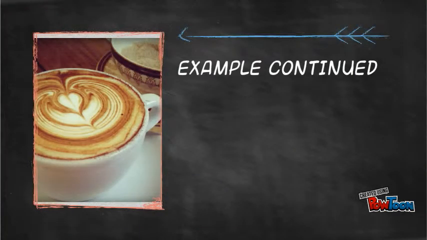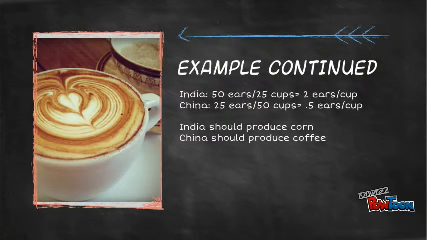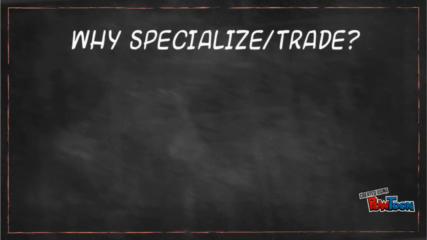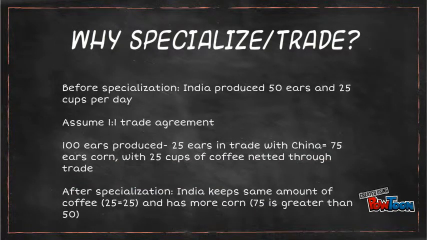India is shown, when you calculate it, to have an opportunity cost of 2 ears of corn per cup of coffee it produces, and China has an opportunity cost of only 0.5 ears of corn per cup of coffee it produces. So since China has a lower opportunity cost for producing coffee, it should produce coffee, and India should specialize in corn.